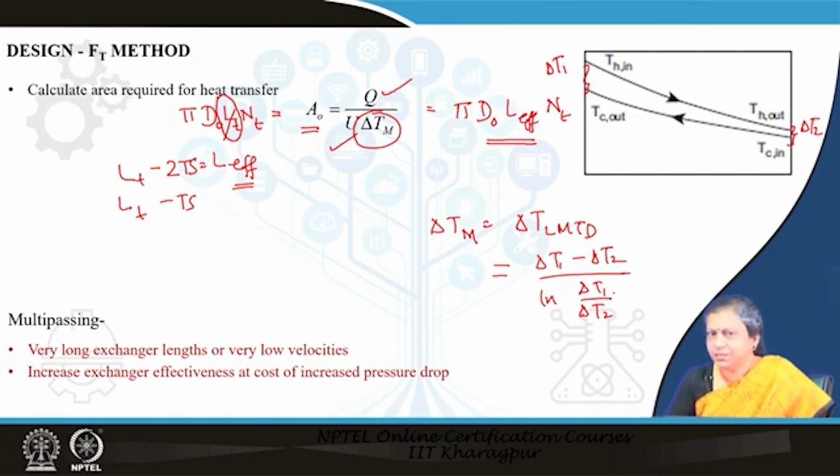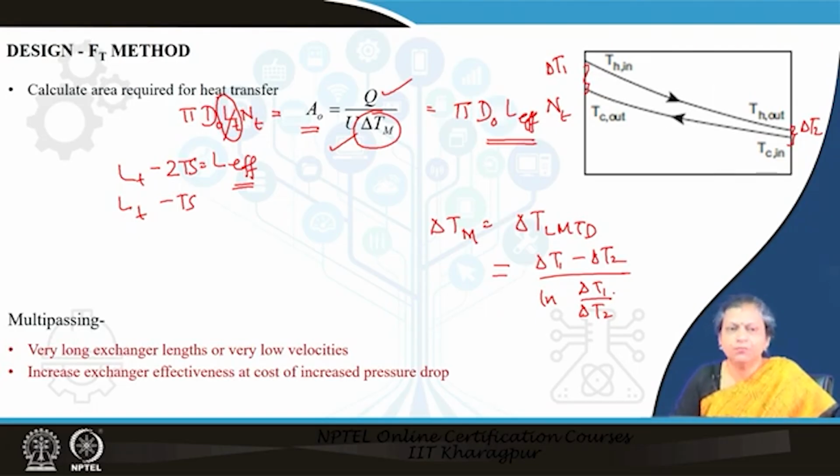In shell and tube heat exchangers, when the description of the shell and tube heat exchangers was being provided to you, you came across something known as multipassing. Especially for the tubes, we very often go for multiple passes, right, just to avoid very long exchanger lengths, and also if the velocity is very low. So, for those cases we go for multipassing.